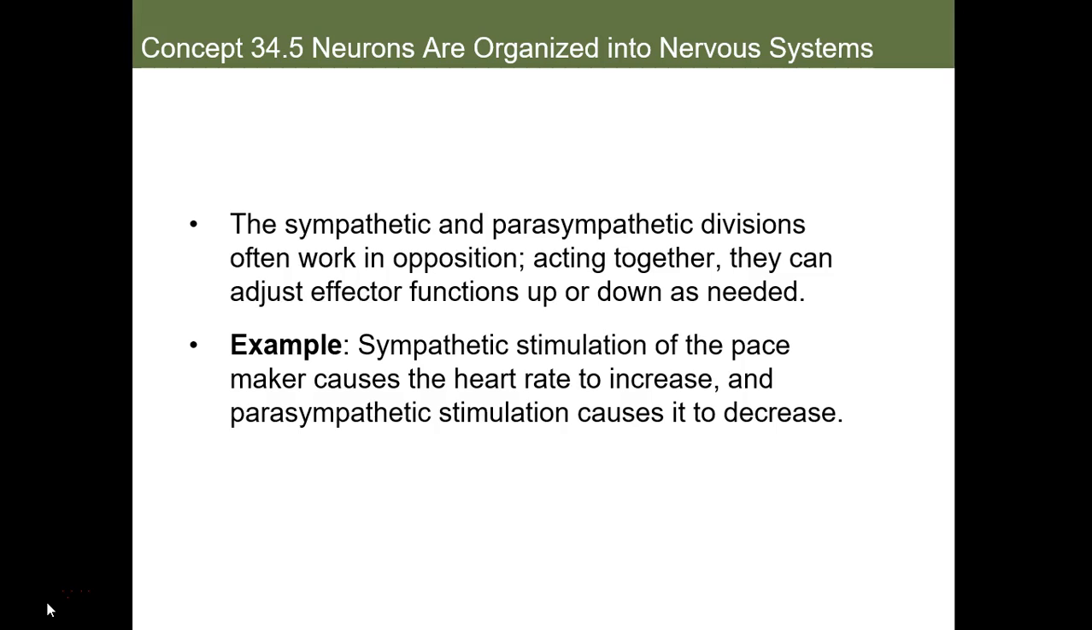The sympathetic and parasympathetic divisions often work in opposition. Acting together, they can adjust effector functions up or down as needed. Example: sympathetic stimulation of the pacemaker causes the heart rate to increase, and parasympathetic stimulation causes it to decrease.